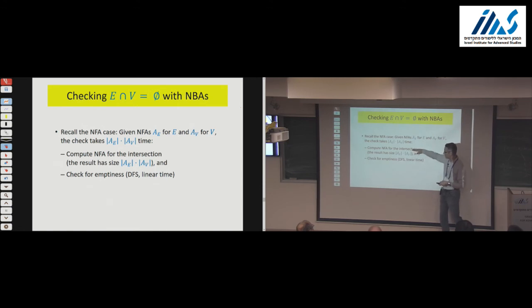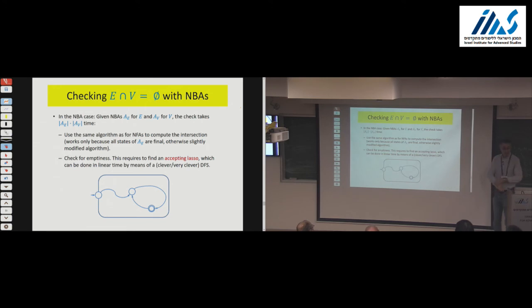Because you have to compute an NFA for the intersection, which has the size, and you have to check for emptiness of that automaton, which you can do just by applying a search. Well, the idea is that actually here you can use the same algorithm as you use for NFAs. Probably many of you have heard that the algorithm for intersection of NBAs is not the same as for intersection of NFAs, but actually for the case in which one of the two automata has only final states, for the case in which all states are final, you can use exactly the same algorithm.